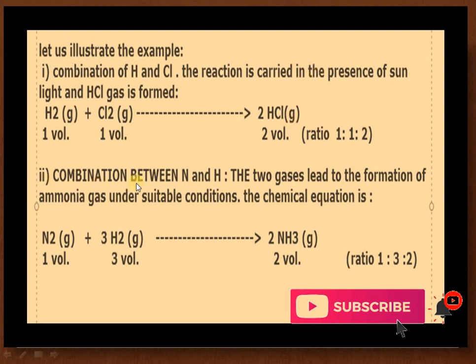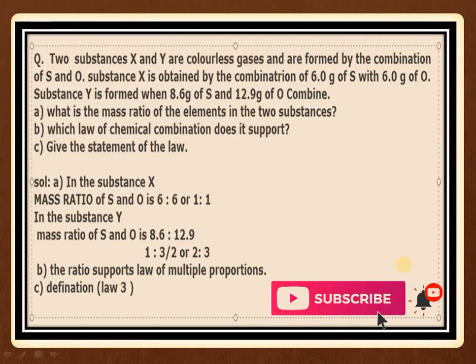Similarly, in the second example, the combination between nitrogen and hydrogen, 1 volume of nitrogen gas combined with 3 volume of hydrogen gas to form ammonia, which is also in a gaseous state. So 1 volume of nitrogen and 3 volume of hydrogen will combine to form 2 volume of ammonia. So this is again a simple whole number ratio, 1:3:2.